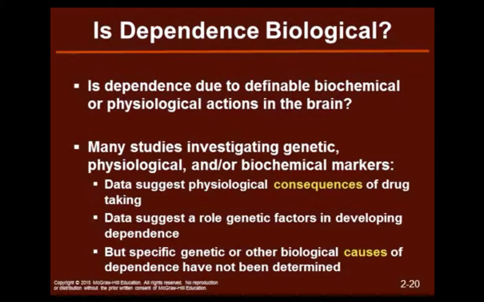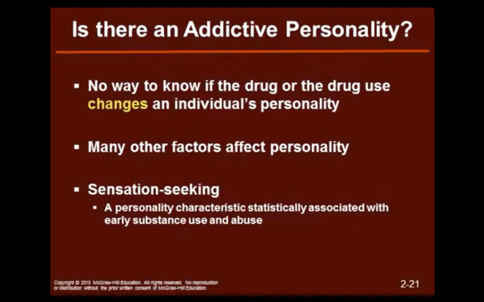So we do see physiological consequences from drug taking, and we do see a role for genetics, but we don't have a specific test that we can point to that looks for specific factors that we can say will lead to or prevent dependence on a substance or a group of substances.